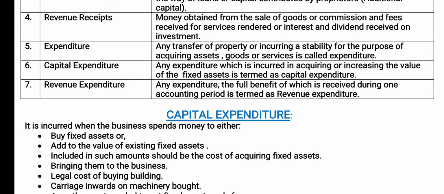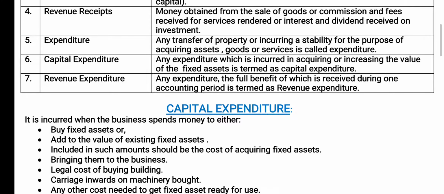Revenue expenditure. Any expenditure that gives you the full benefit for one accounting period will be termed as revenue expenditure. Now we will discuss our first topic of the chapter, that is capital expenditure.